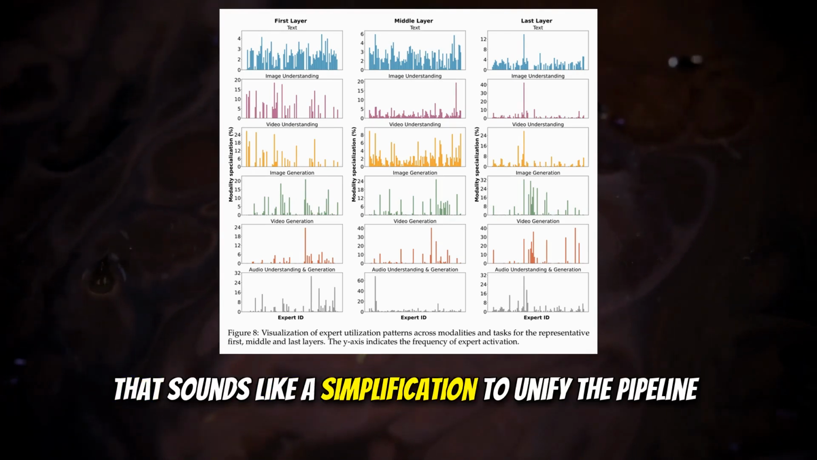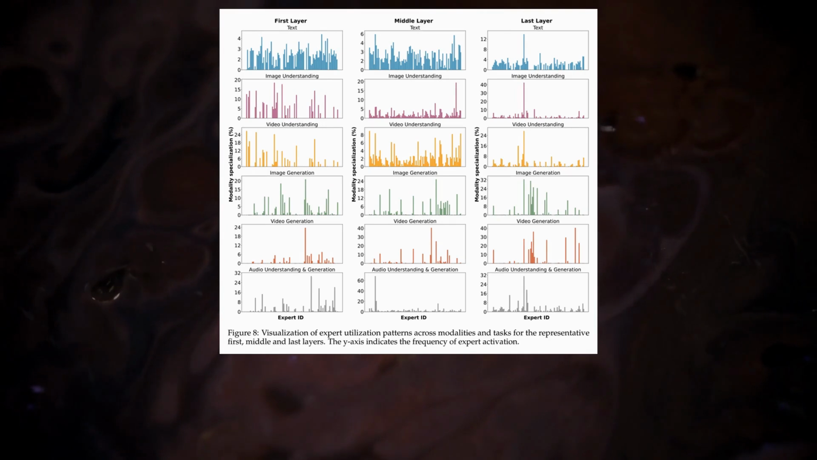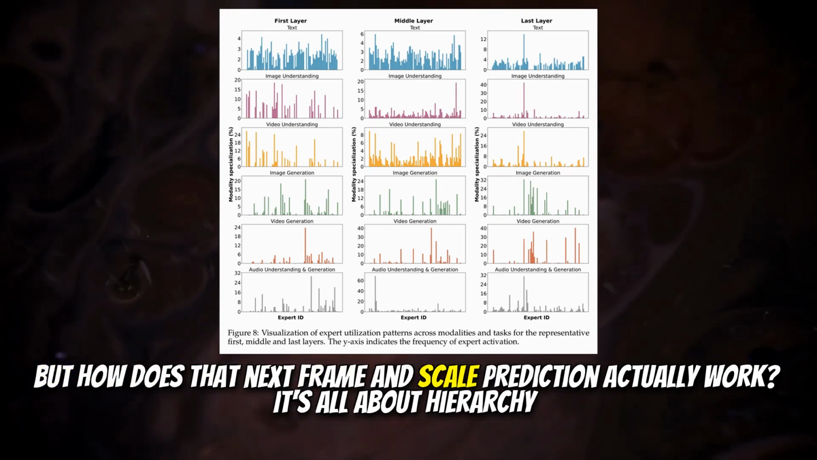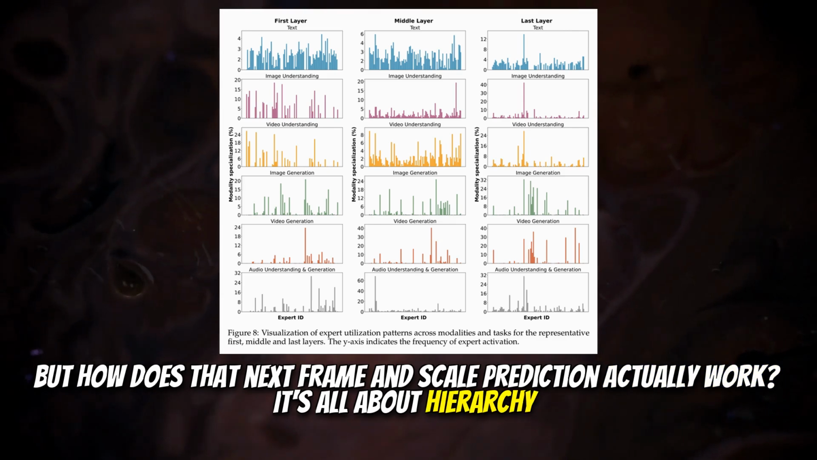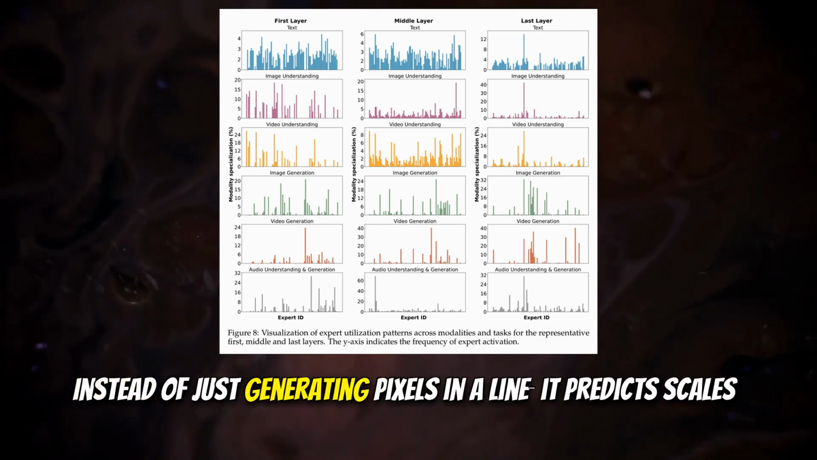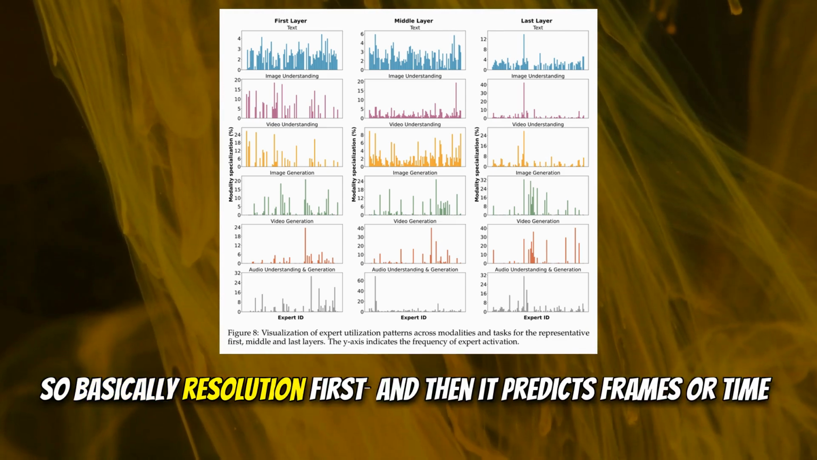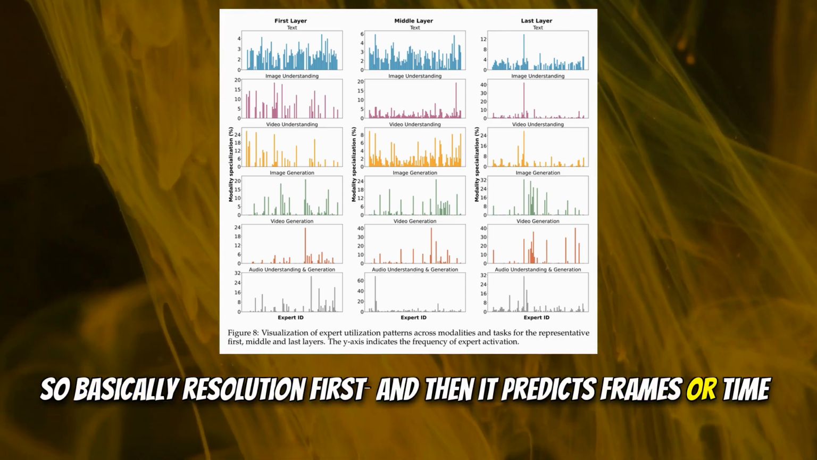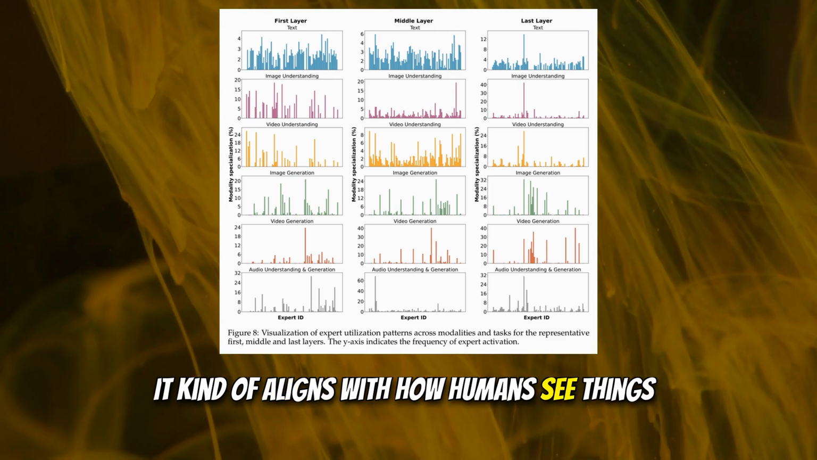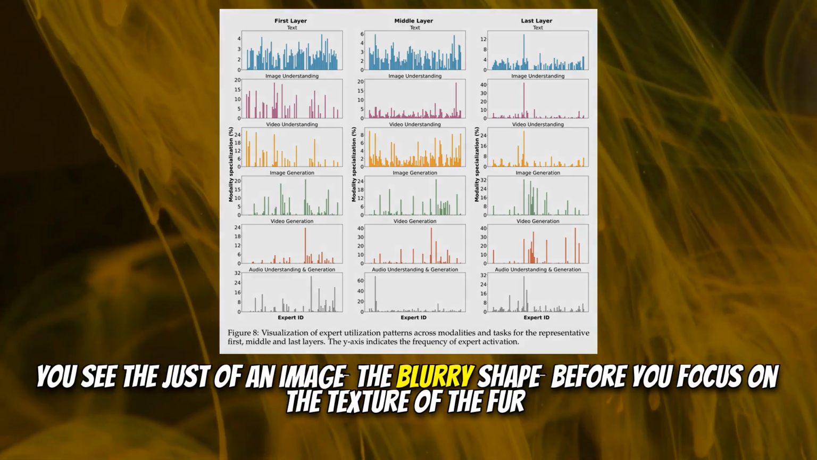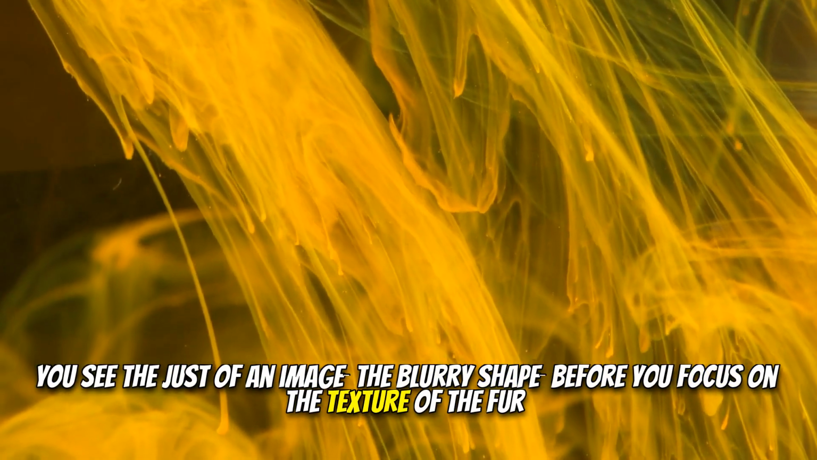That sounds like a simplification to unify the pipeline, but how does that next frame and scale prediction actually work? It's all about hierarchy. Instead of just generating pixels in a line, it predicts scales. So basically resolution first, and then it predicts frames or time. It kind of aligns with how humans see things. You see the gist of an image, the blurry shape, before you focus on the texture of the fur.